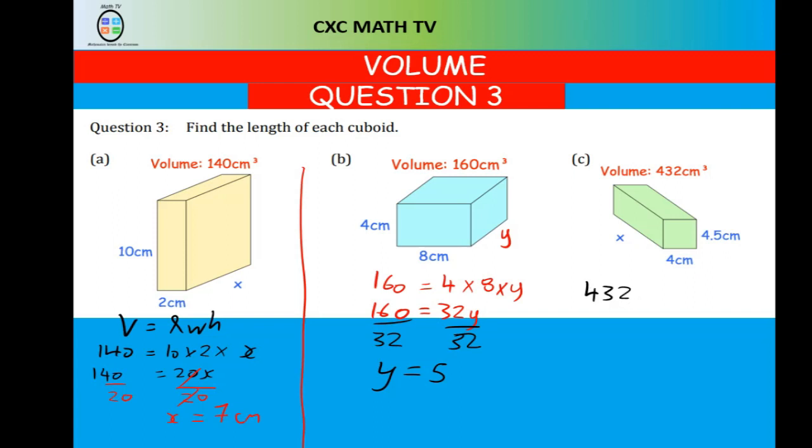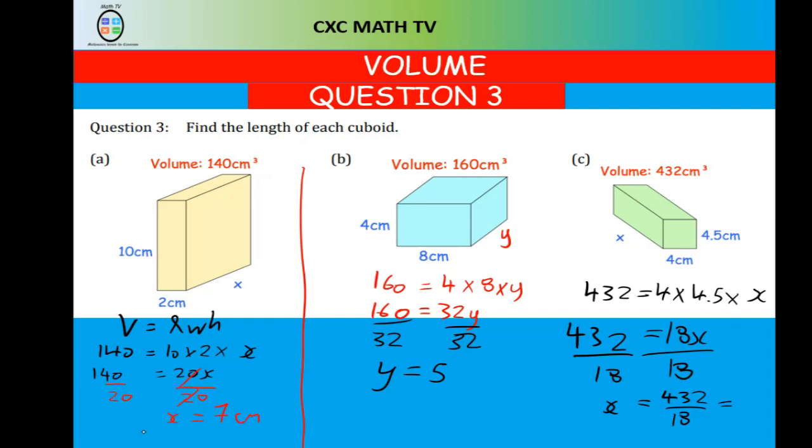This one, we have 432 is equal to 4 times 4.5 times x. 4 times 4.5, I believe that is 18x. It's 432. And we divide both sides by 18. And so x is just 432 divided by 18. You pump that into your calculator. Well, I don't have the calculator. 2 into this 9, 2 into this 2, 2 into this 1, 2 into 12, 6. And then I can go 3 into this 3, 3 into that 7, 3 into that 2, 3 into itself 1, and 3 into 72 goes 20 times. So x is 20 centimeters.